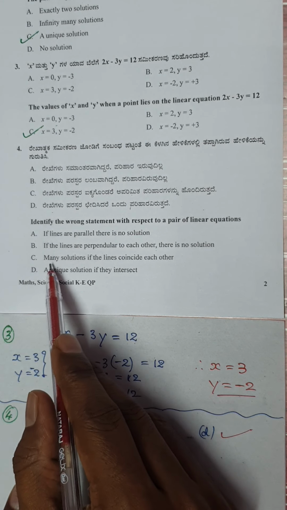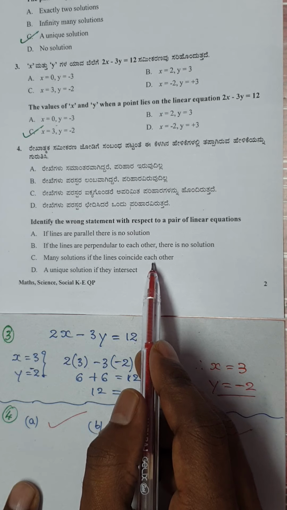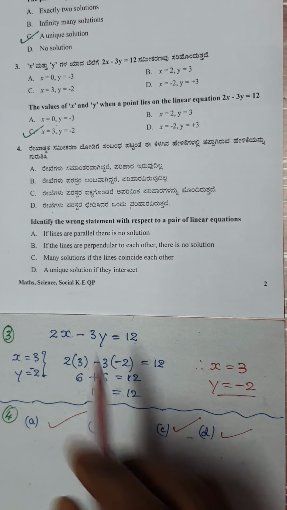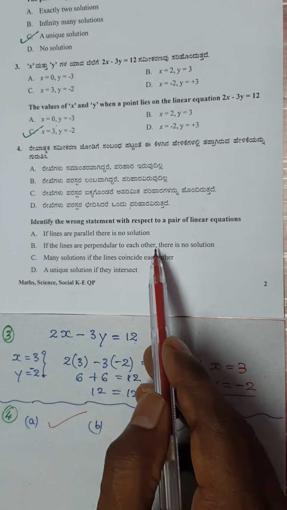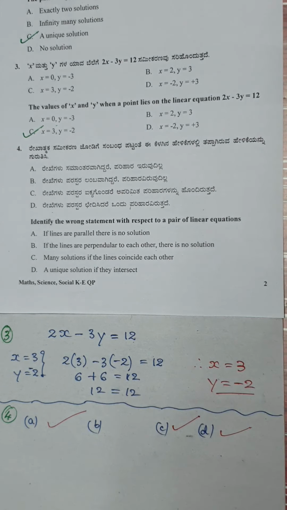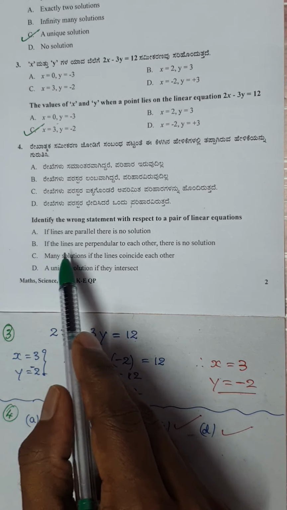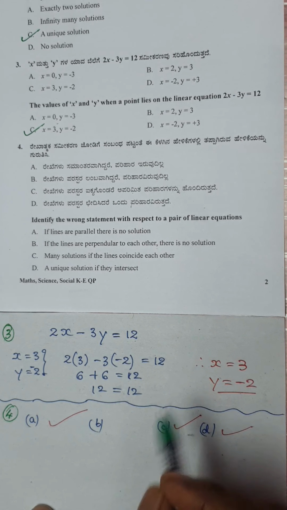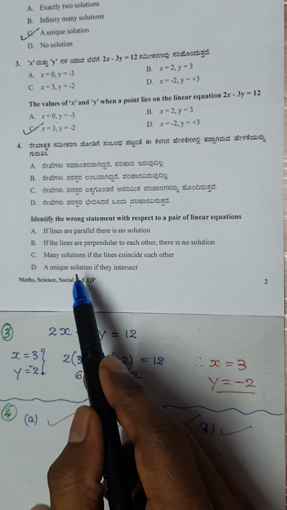Check option C: many solutions if the lines coincide with each other. Definitely coinciding lines will have many solutions. Now checking option B: if the lines are perpendicular to each other, there is no solution. Actually in your class or in your textbook, you don't have any condition for perpendicular lines, particularly with respect to solutions. So this is the wrong statement among the 4 options.